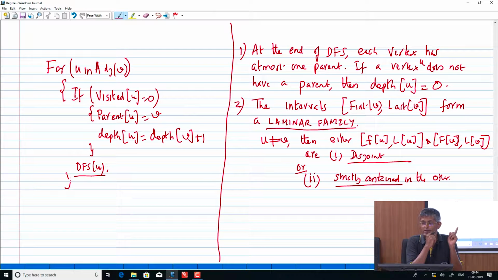Okay? So f of u will not be equal to f of v because the two vertices are different. How can the first visit time be the same? L of u and L of v are different. How can the last visit time be the same? So therefore, neither of the two boundary points will be the same, right? Or they are completely disjoint intervals. So this is a very, very crucial thing. Fine, okay.